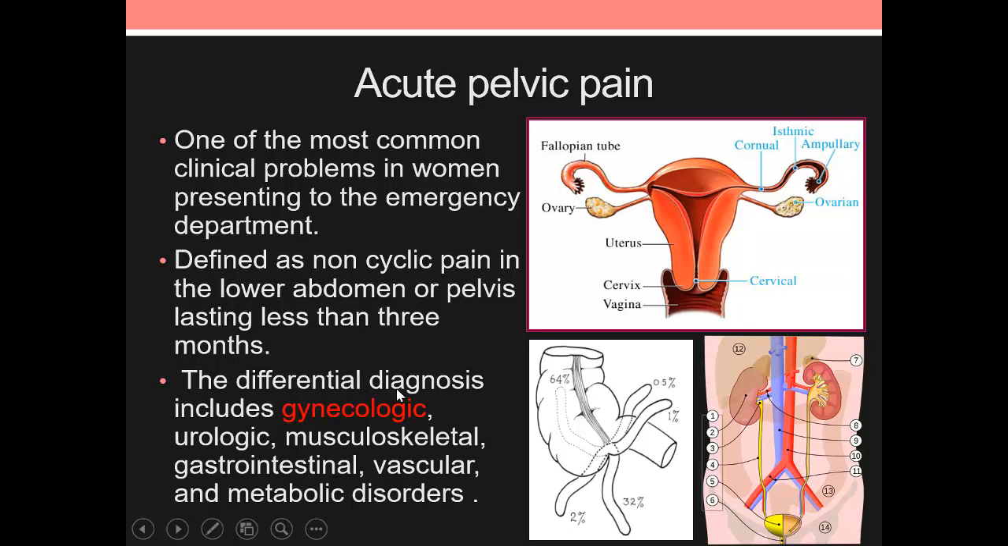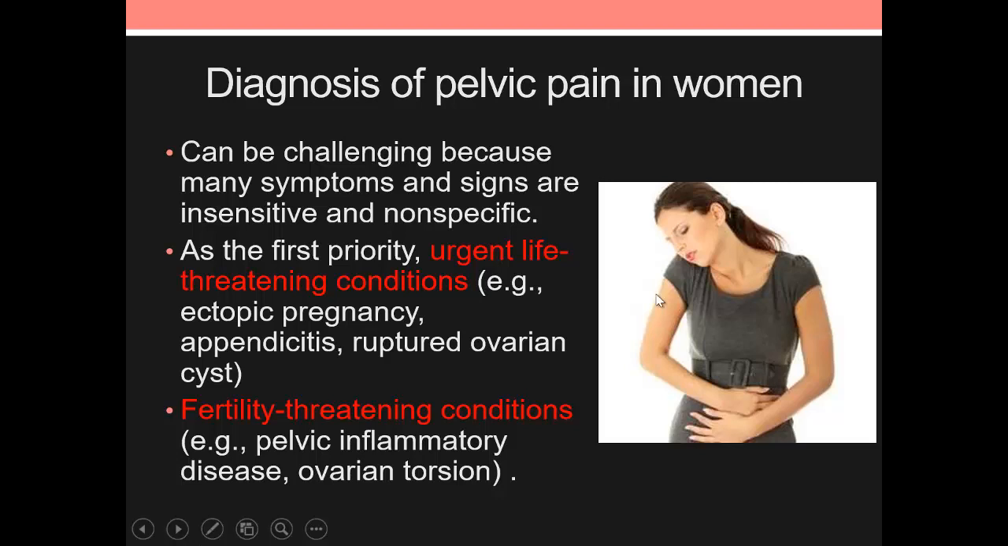The differential diagnoses include gynecological conditions, and these are the gynecological organs that may cause acute pain. Urologic, musculoskeletal, sometimes the muscles may be spastic, causing pelvic pain. Gastrointestinal, mainly the appendix, but there may be terminal ileitis or something related to the GIT, vascular causes and metabolic causes. Diagnosis of pelvic pain in women can be challenging because many symptoms and signs are insensitive and non-specific.